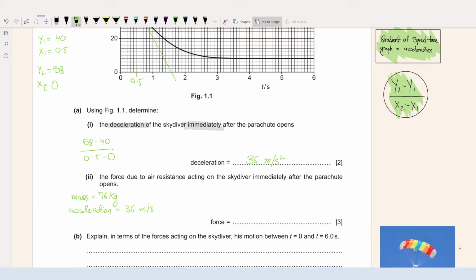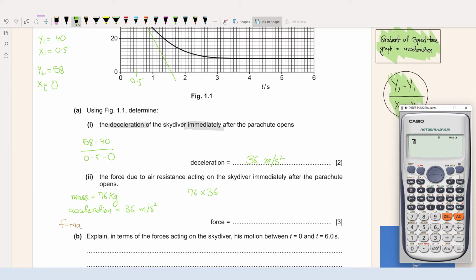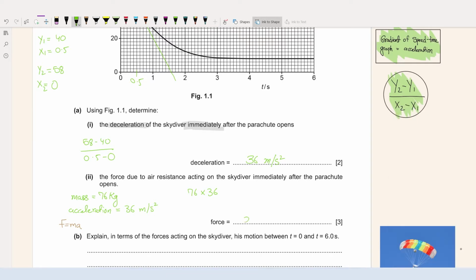meters per second squared. The only formula which links this is F equals ma. So we have to use F equals ma. We know the mass, which is 76 kg, and acceleration, which is 36. So the force will be 2736 Newton. Don't forget to write the units.